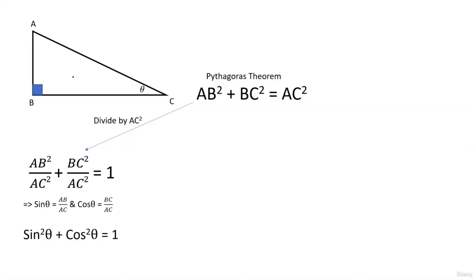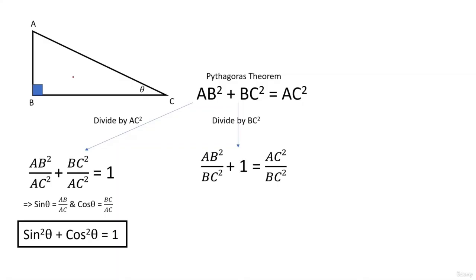In the same way, guys, you can now divide the entire equation by BC square. So you have AB square upon BC square plus 1 is equal to AC square upon BC square, right? And we know that AB upon BC is nothing but tan theta, with respect to theta, opposite divided by the adjacent. And AC upon BC will be nothing but the hypotenuse divided by the adjacent side, which is the value of sec theta. So we replace them, and we get tan square theta plus 1 is sec square theta.